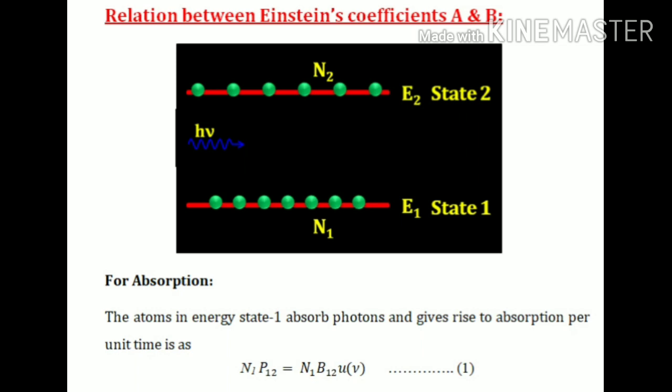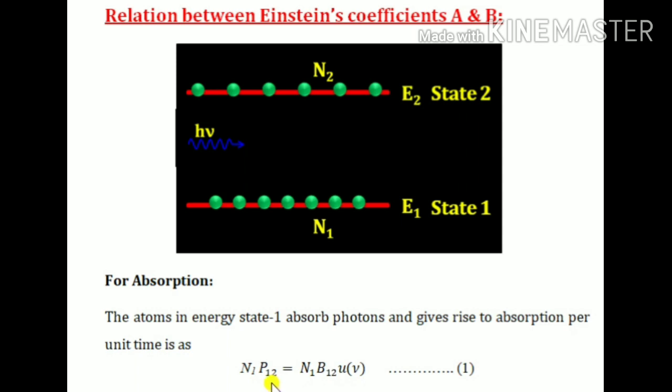In this lecture, we derive the relation between Einstein coefficients A and B. Let N1 be the number of atoms in state 1 and N2 be the number of atoms in state 2 having energy E1 and E2 respectively. For absorption, the atoms in energy state 1 absorb photons and give rise to absorption per unit time as N1 P12 equal to N1 B12 U nu.